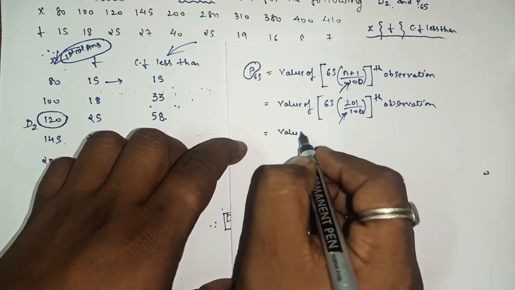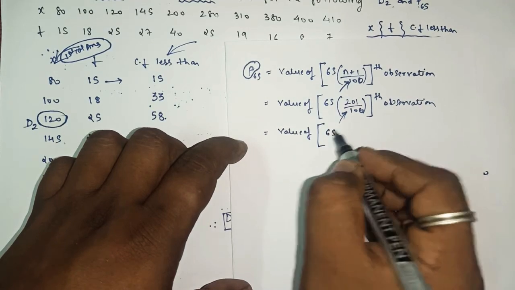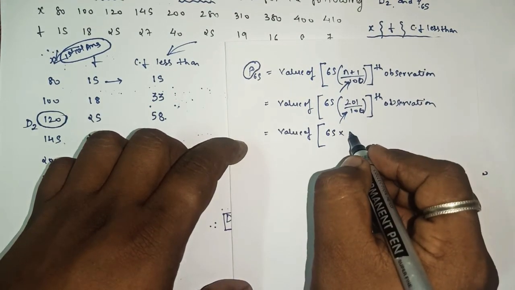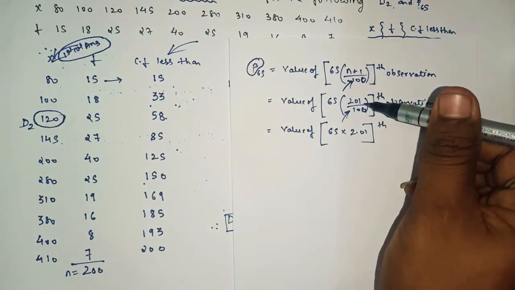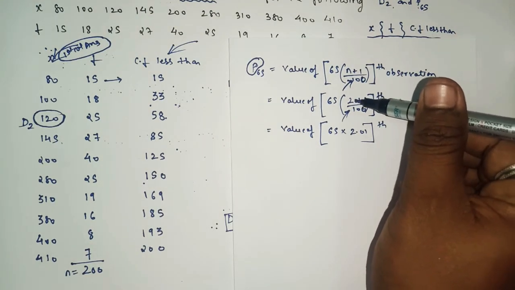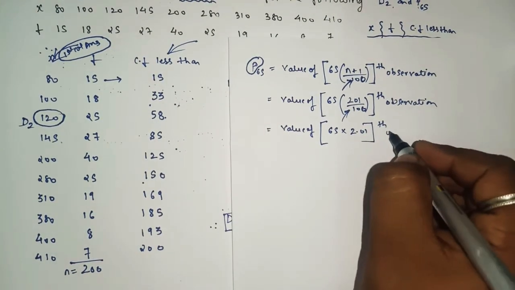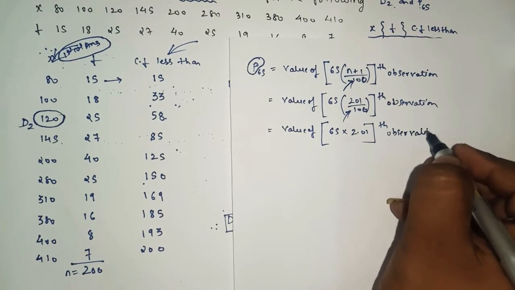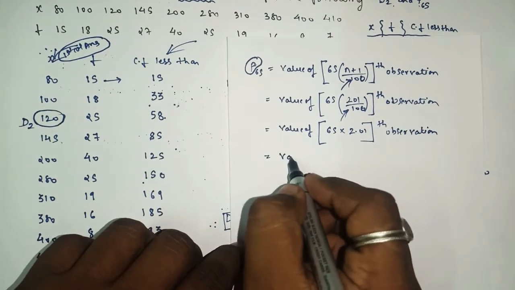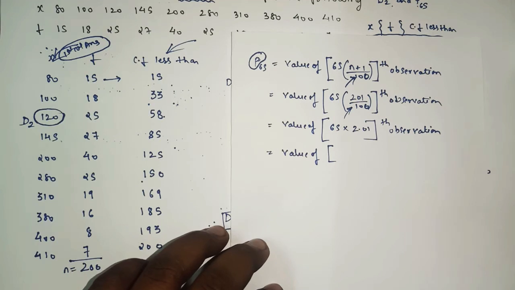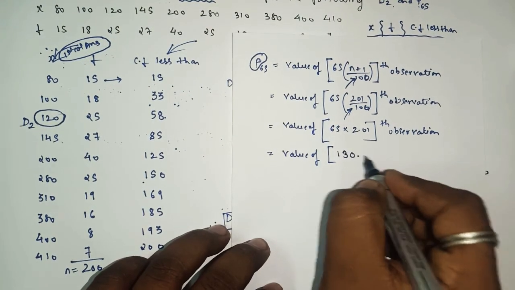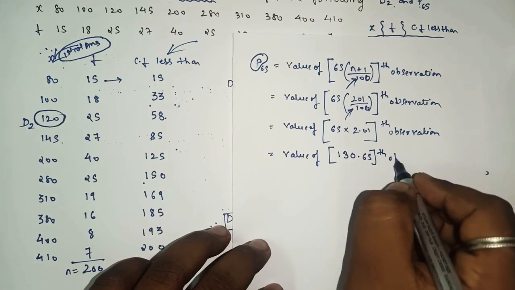So value of 65 into, this will be 2.01 observation, as here we have 100 in the denominator. So we know that the decimal will come after the tens place. Okay, so 2.01 observation, so multiply and see what answer you will get. Here 65 into 2.01, so the answer will be 65 times 2 is 130 and then 65, so this will be 130.65 observation.